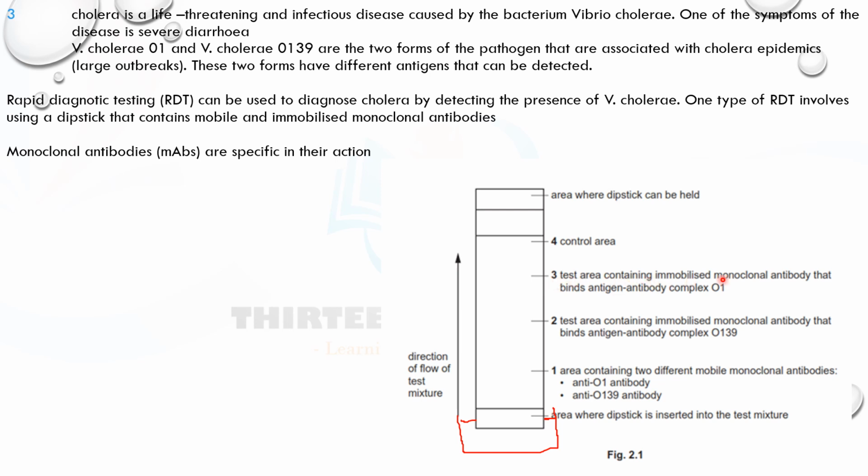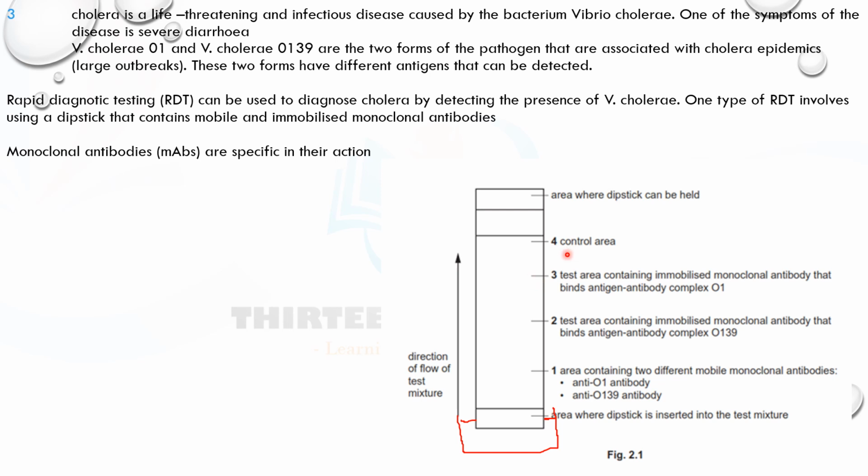Test area 3 contains immobilized antibody. So you see, when this antigen binds to its monoclonal antibody, of course they will move up. There's another immobilized monoclonal antibody, but that monoclonal antibody is specific to the antigen antibody complex that has O1 as its antigen. So if that strain is present, the line formed here means O1 is present.